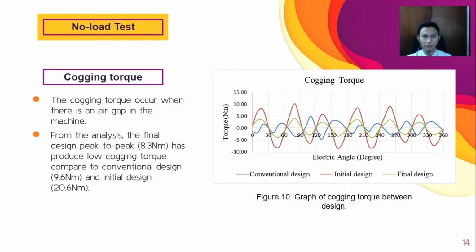So this is the result of the no load test analysis of the cogging torque, and figure 10 is the graph of cogging torque between the designs, which are conventional, initial, and final. Basically, cogging torque occurs when there is an air gap in the machine, which is the gap between the stator and rotor. From the analysis, the final design produces 8.3 torque peak to peak, a lower cogging torque compared to the conventional design, which is 9.6, and the initial design, which is 20.6.